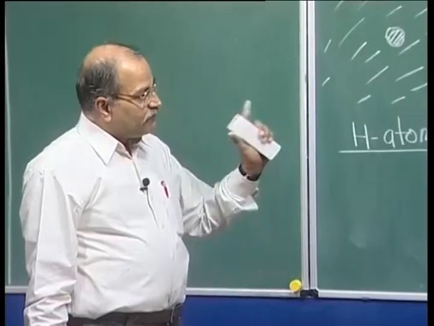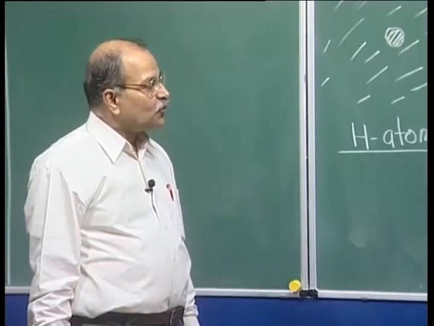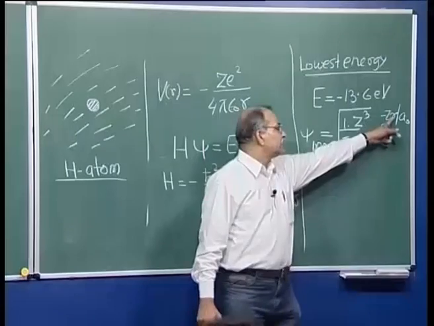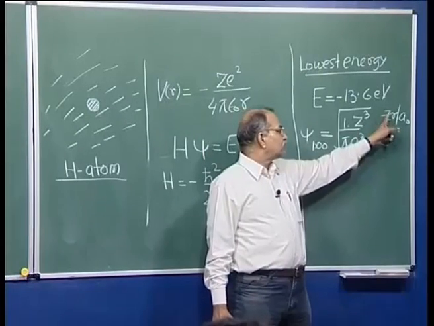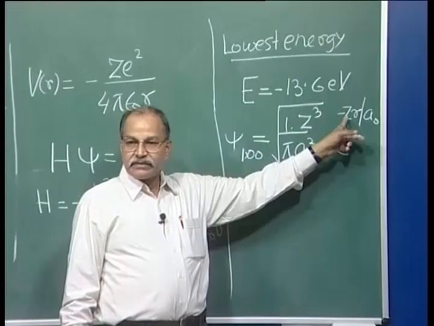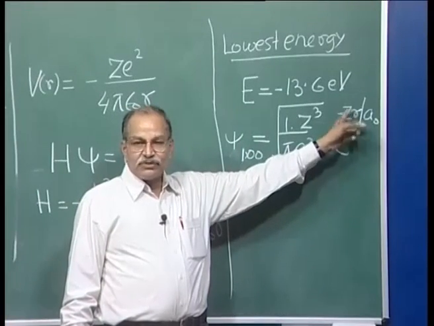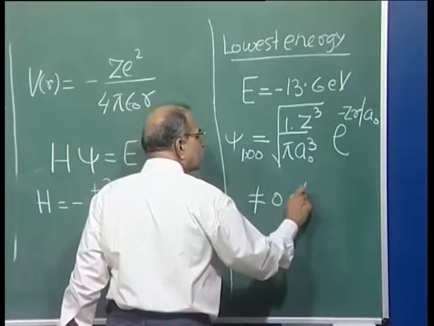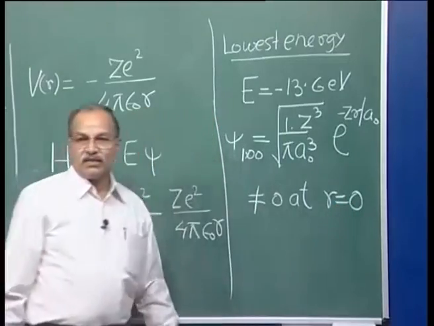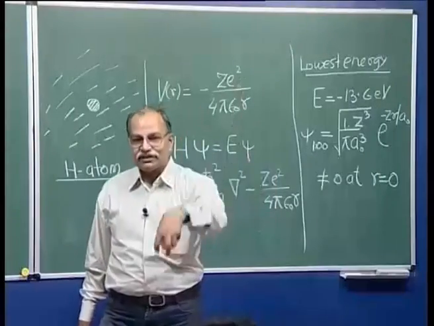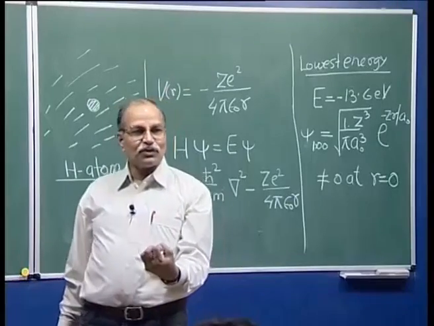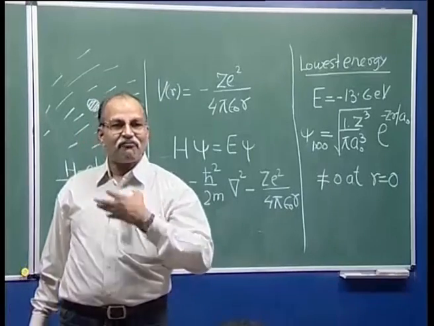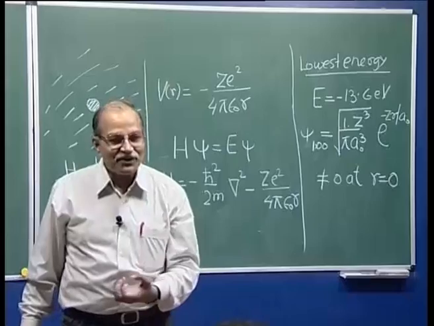Now, this wave function is not 0 at r equal to 0. If you put r equal to 0 here, this will be e to the power minus Z times 0, which will be 1. So, it is not 0 at r equal to 0. That means it is going through the nucleus. The nucleus is at r equal to 0 and this wave function is not 0 there. So, there is a probability of finding the electron right at the site of the nucleus.